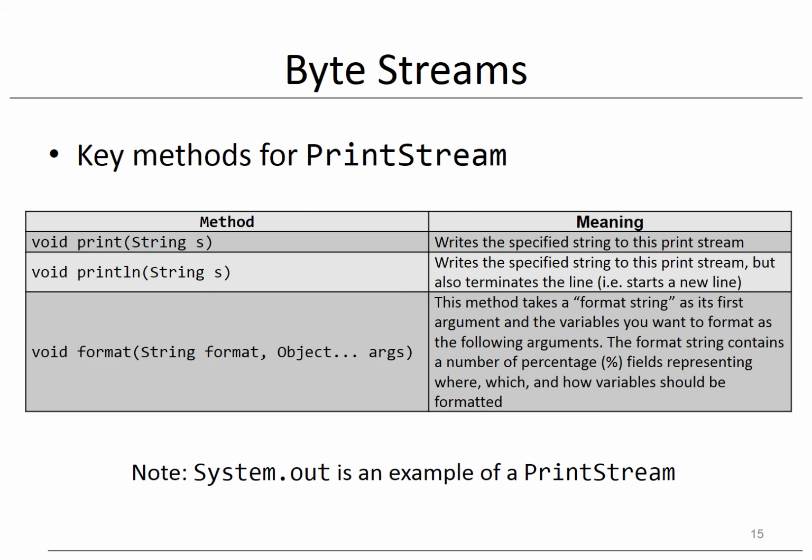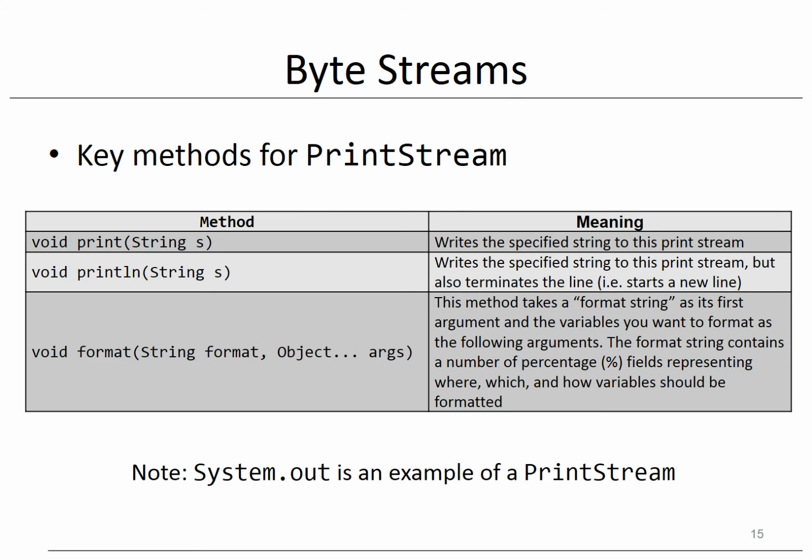The second method writes the specified string to the print stream, but also terminates the line, or in other words, adds a new line. You can also accept char, double, int, etc. The format method takes the format string as its first argument and the variables you want to format as the following arguments. The format string contains a number of percentage fields representing where, which, and how variables should be formatted.